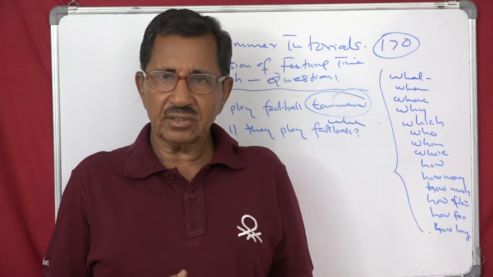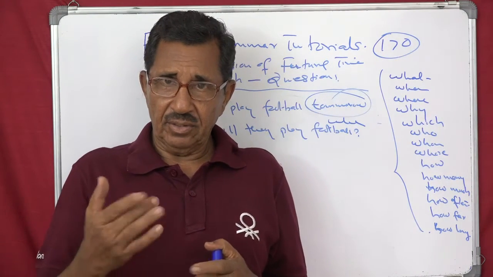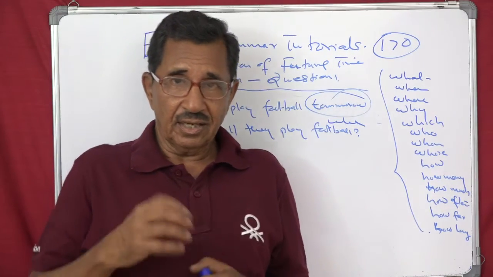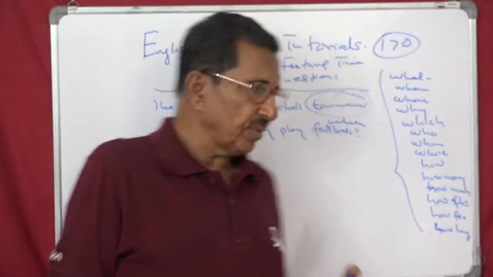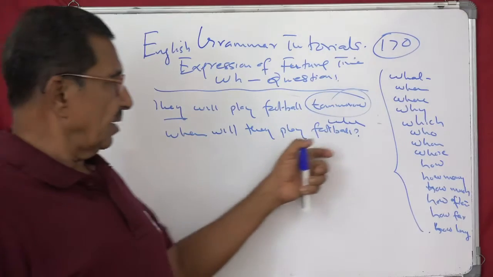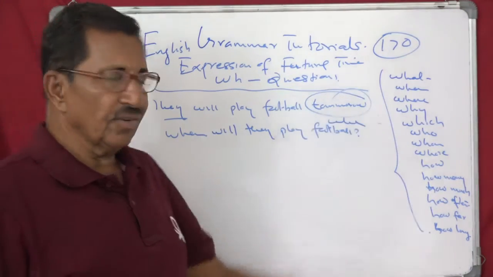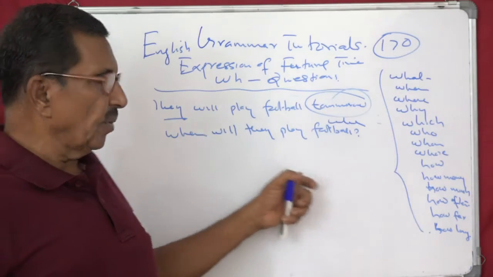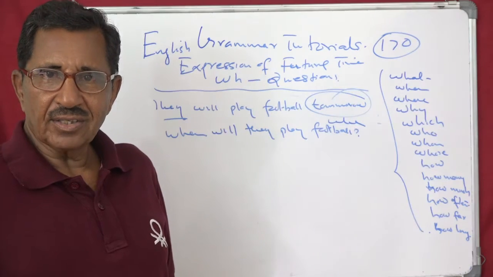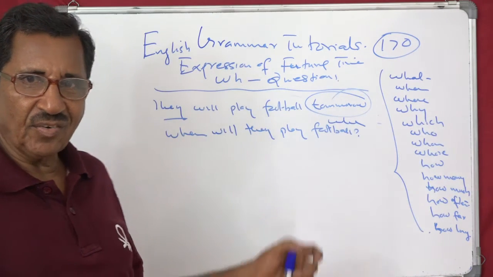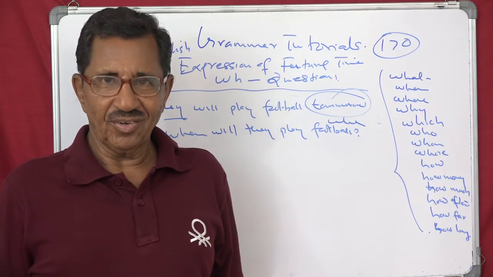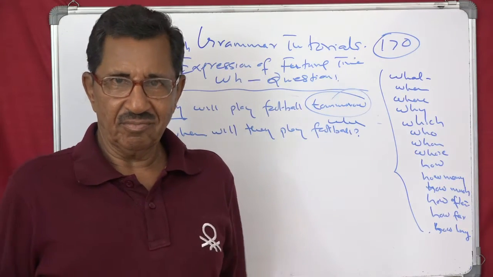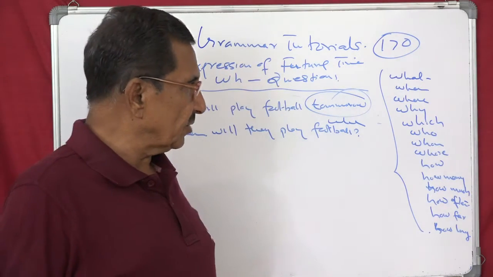WH questions are also known as, I have already told you, the X questions. Or it's a new information. You are getting a new information when you are saying, when will they play football? You are getting a new information when you ask this question: tomorrow. If it is next month, next month. They will play football on the college grounds. So you want to get the answer college grounds. What will you do? Say, where will they play football tomorrow? So the answer will be on the college grounds, isn't it?